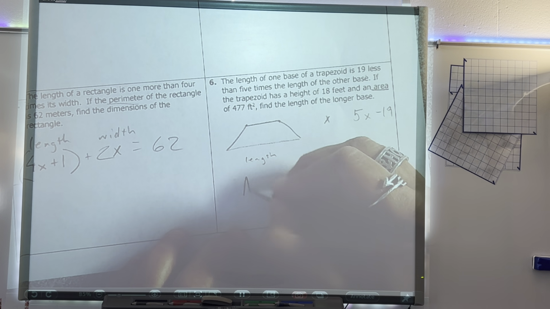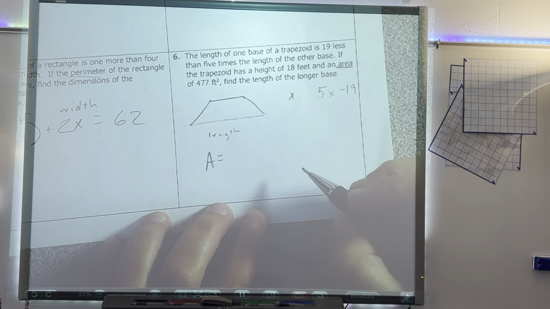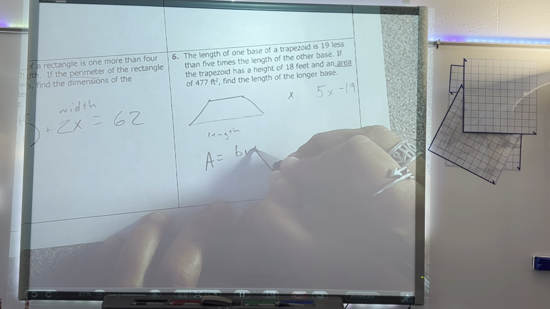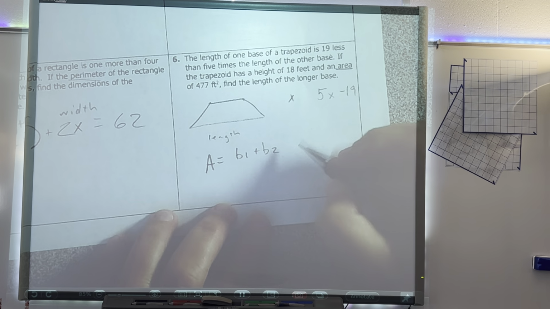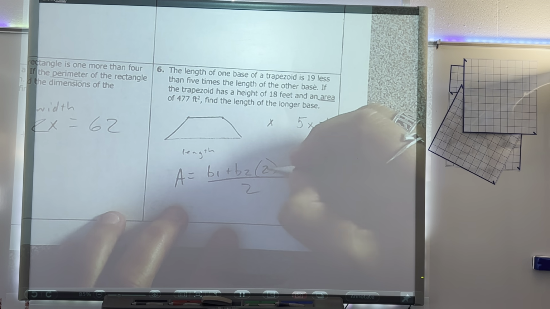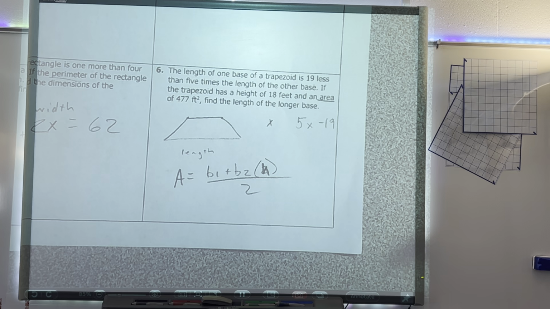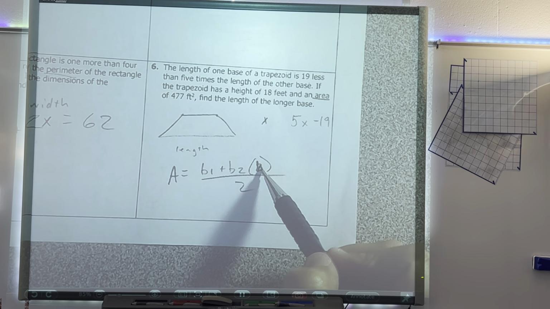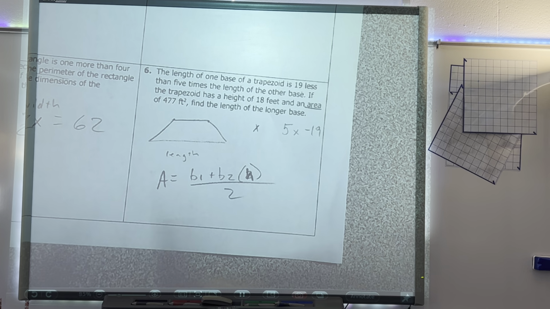So the area of a trapezoid, and I'll give you this if you need it, is base 1 plus base 2 times the height over 2. So this one would be one base, this would be the other one. They gave us the height, and then we put the area over here. Y'all all right with that? I'll give you those formulas because I didn't give you the mathematics chart that has that. But y'all would be okay with that one, yes?